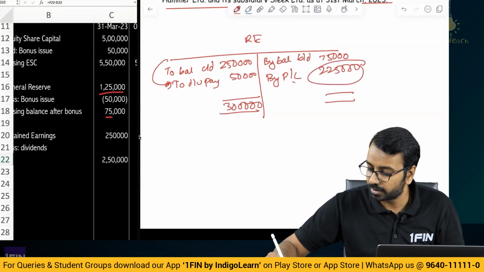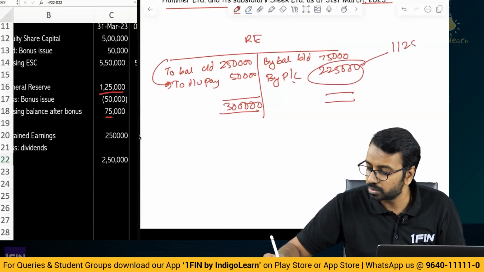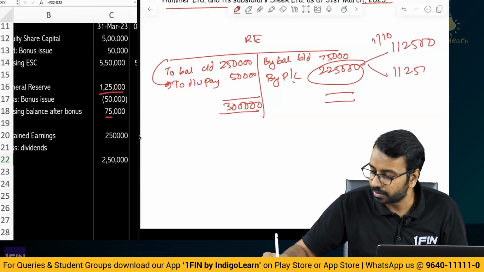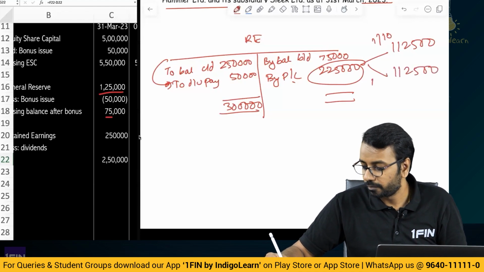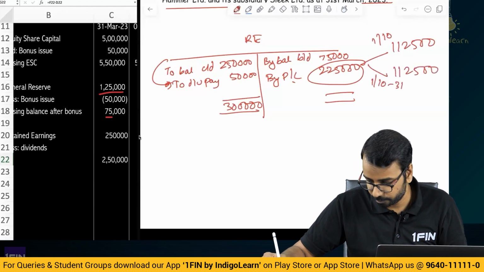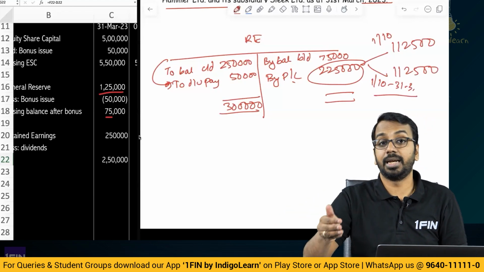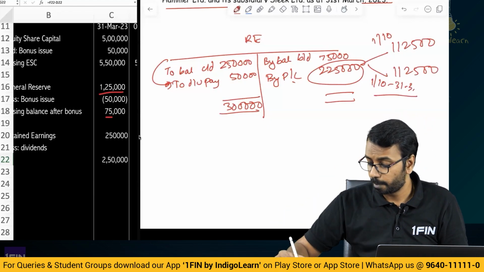Out of this 2,25,000, 1,12,500 is up to 1st of October and the remaining 1,12,500 is from 1st of October till 31st of March. That is the adjustment, right? So that is how you can do it by preparing a ledger. Same thing in case of bonus also.